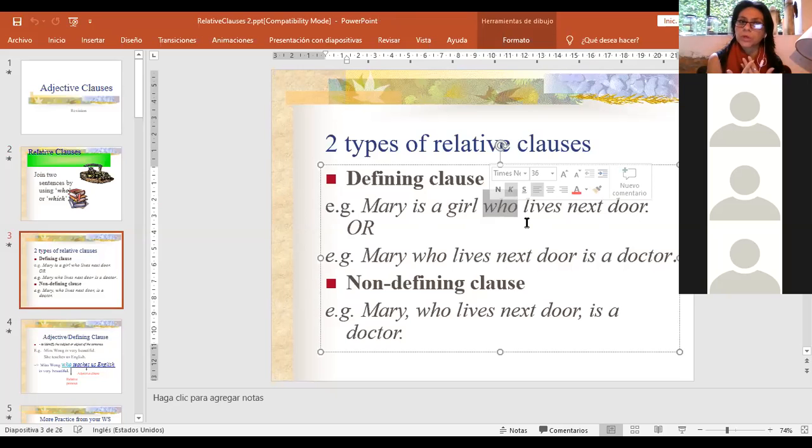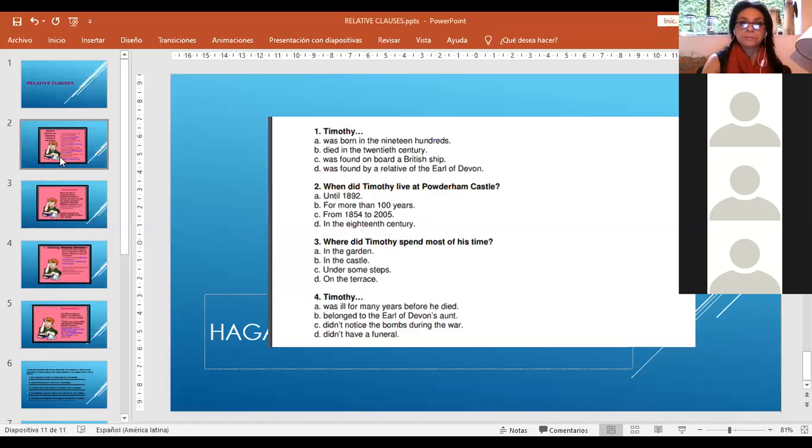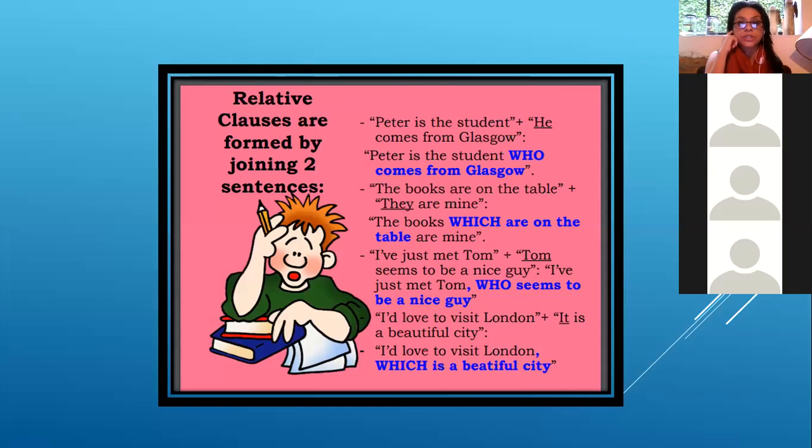Do you understand what I'm talking about, girls? I'm going to show you this one here. That was the one that we used yesterday, just for you to see. This is the rest of it. Here it says Peter is a student, all right? We have one sentence going on there. And then we say, he comes from Glasgow, all right? So what we do is that we want to join those two sentences together to make one whole sentence.